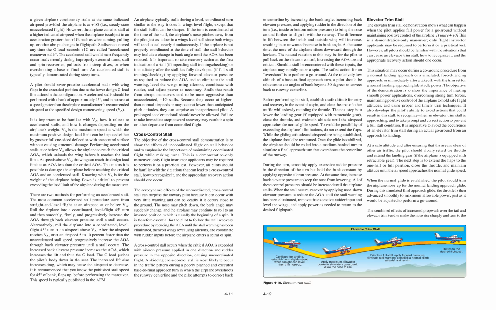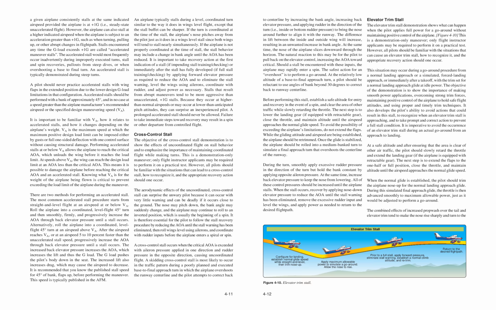To correct back to centerline, the pilot increases the bank angle, increases back elevator pressure, and applies rudder in the direction of the turn, i.e., inside or bottom rudder pressure, to bring the nose around further to align it with the runway. The difference in lift between the inside and outside wing will increase, resulting in an unwanted increase in bank angle. At the same time, the nose of the airplane slices downward through the horizon. The natural reaction to this may be for the pilot to pull back on the elevator control, increasing the AOA toward critical. Should a stall be encountered with these inputs, the airplane may rapidly enter a spin.